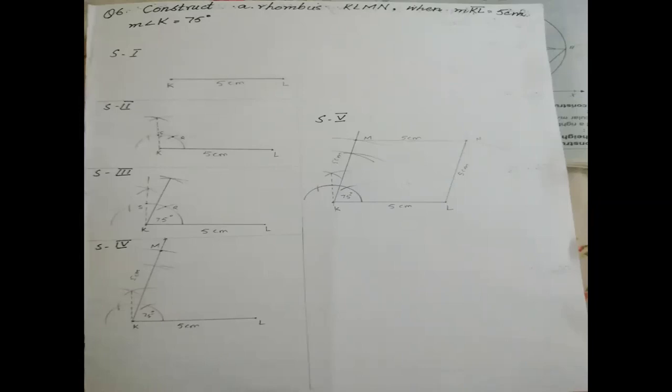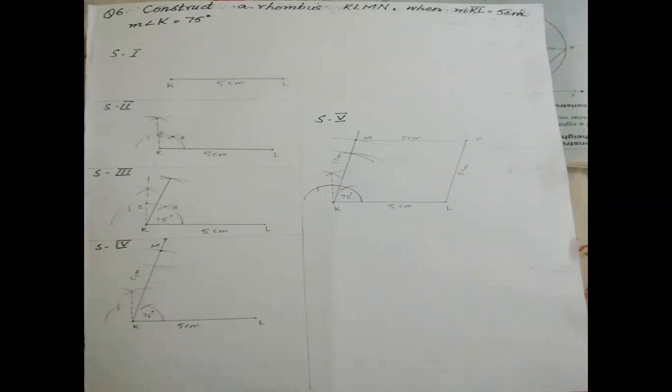You cannot put your compass at one time on R and S. First, you put your compass on R and draw an arc. Then with the same radius, put your compass on point S and cut the first arc. When you join this arc with K, this will be the angle of 75 degrees.